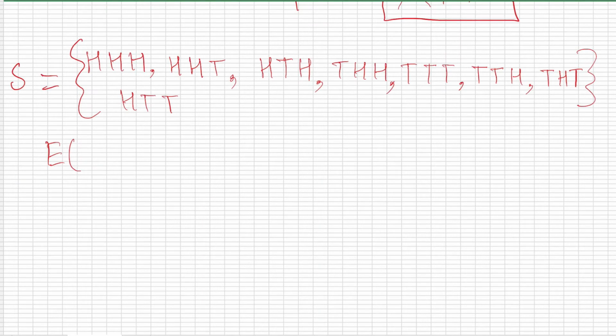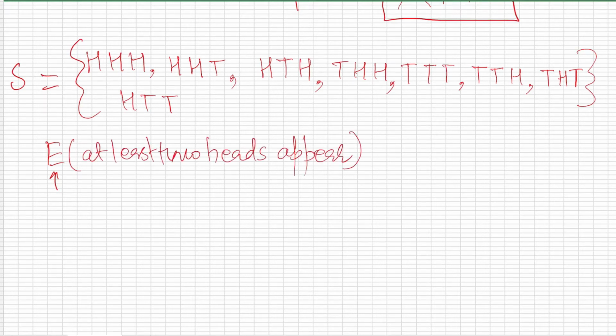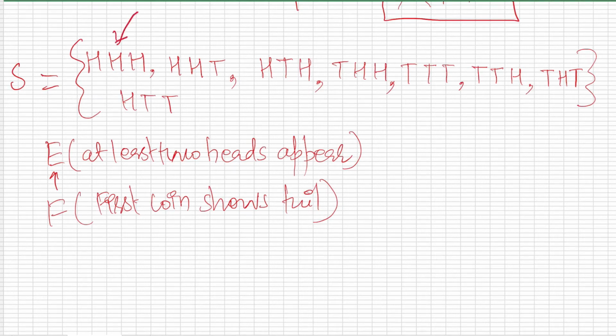Now consider two different events. Event E is that at least two heads appear, right? At least two heads appear. And the second event is F, first coin showing tail, and we need to calculate the probability of these two events. If we talk about every outcome of the sample space, the probability is 1 by 8, because the total number of outcomes is 8 and each outcome is 1 in itself.